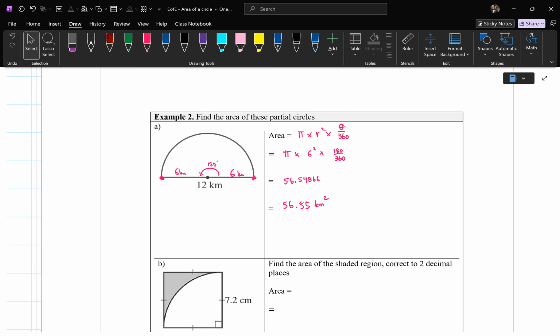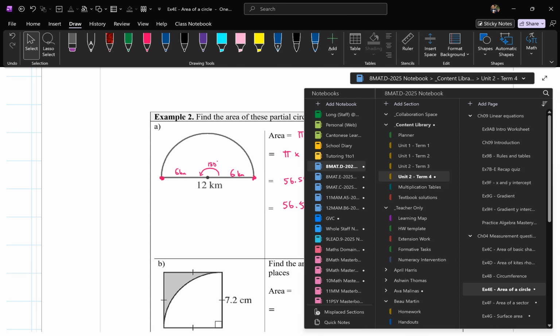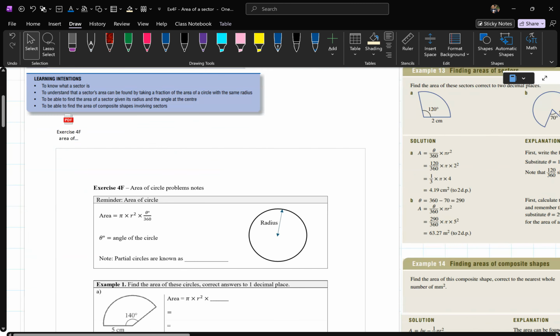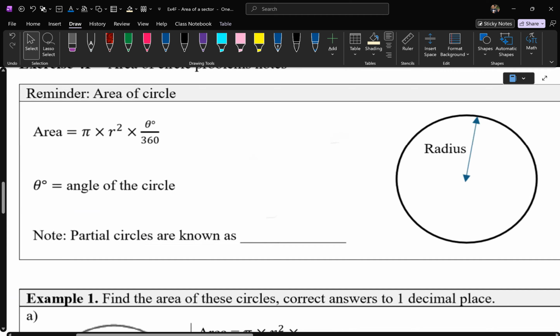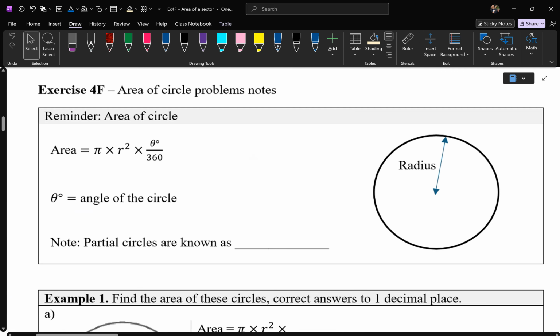Yes, Will? Yes. What happened to your hand? 4F, go to 4F notes. Here we go. Yes.